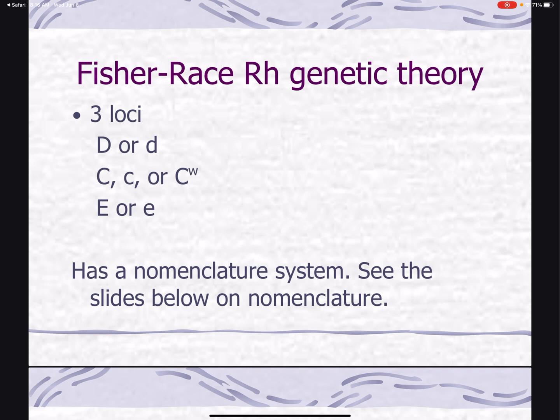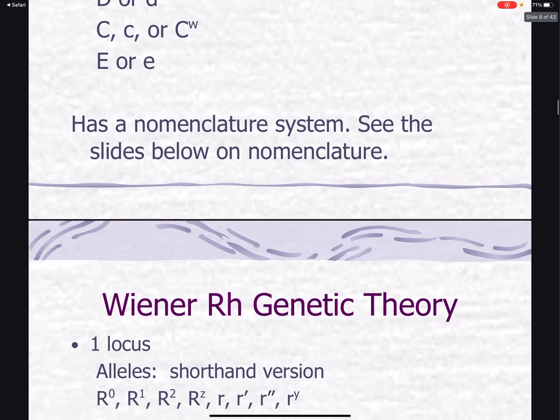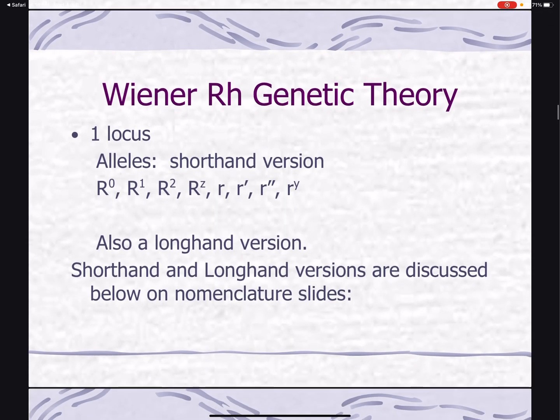So the Fischer race theory, like I said yesterday, has 3 loci, right? They share locations beside each other. D, you've got big C, little c. There's also something called CW, which is rare. E and little e. And then we use that nomenclature in the system. Now, the Wiener system is one locus where big R stands for Rh positive. Then the number 1 or the single prime is big C. Number 2 or double prime is big E.